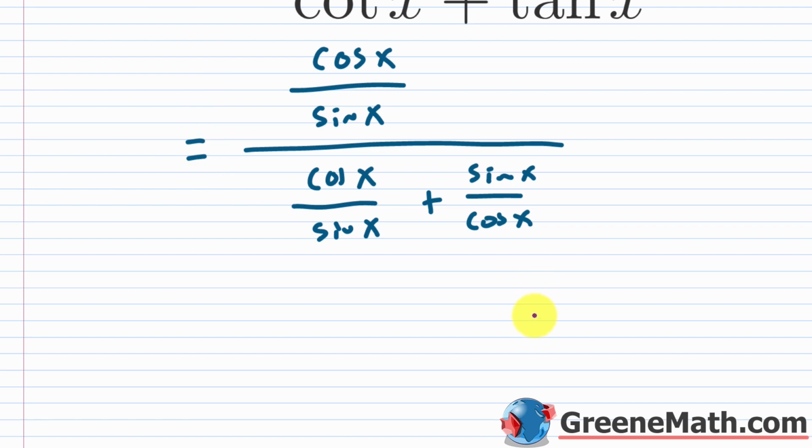And if you think about all the denominators, you have a denominator of the sine of x, and then the sine of x again, and the cosine of x. So the LCD there would be the cosine of x times the sine of x. So let's multiply the numerator of the complex fraction by the sine of x times the cosine of x, and the denominator of the complex fraction by the sine of x times the cosine of x.